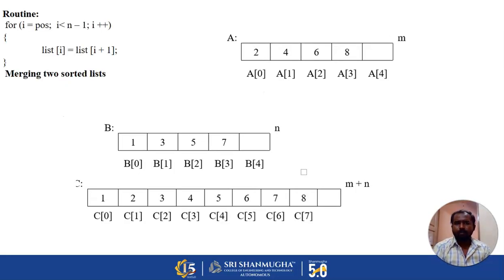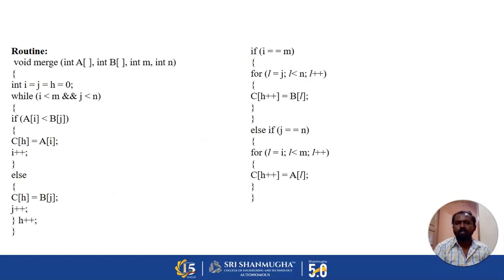Next, this is the example program for deletion: for i equal to position, i less than n minus 1, i plus plus; list of i equal to list of i plus 1. Merging two sorted lists, this is the example diagram of two sorted lists. This is the example program. You can refer to it.